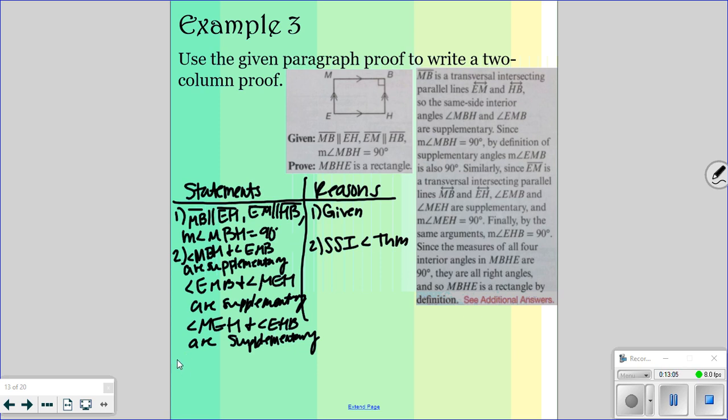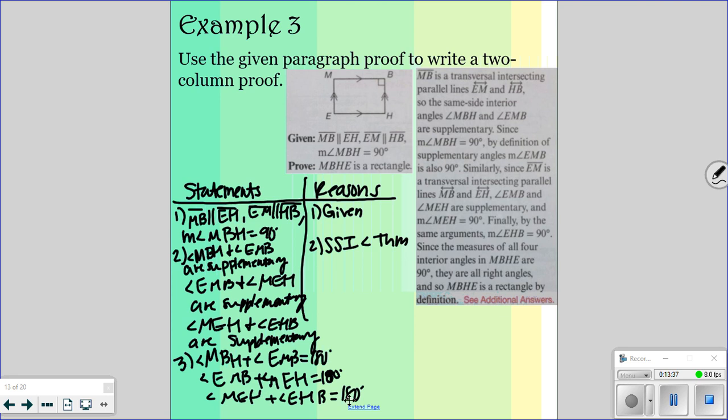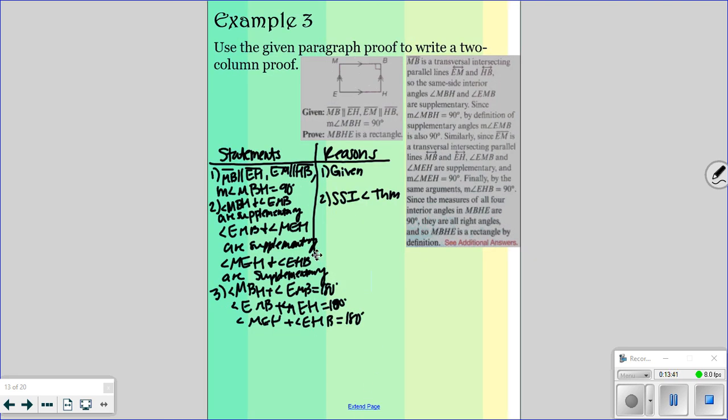And so since these are all supplementary, that means that the angle MBH plus angle EMB equals 180 degrees. And the other two also equal 180. So angle EMB plus angle MEH and angle MEH plus angle EHB equals 180. And the reasoning on those would be definition of supplementary angles.